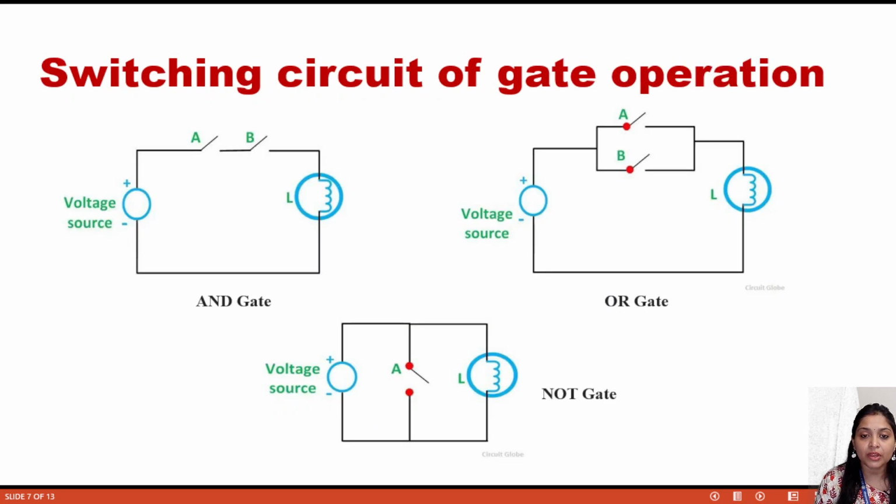Okay, now coming to the switching circuit of the gate operation. Here, the basic structure of the AND gate, as I have already said in the starting slide, is that all of them behave as switching circuits. So the AND gate behaves like a series switching circuit, but the OR gate acts as a parallel circuit. And this is a representation of the NOT gate.